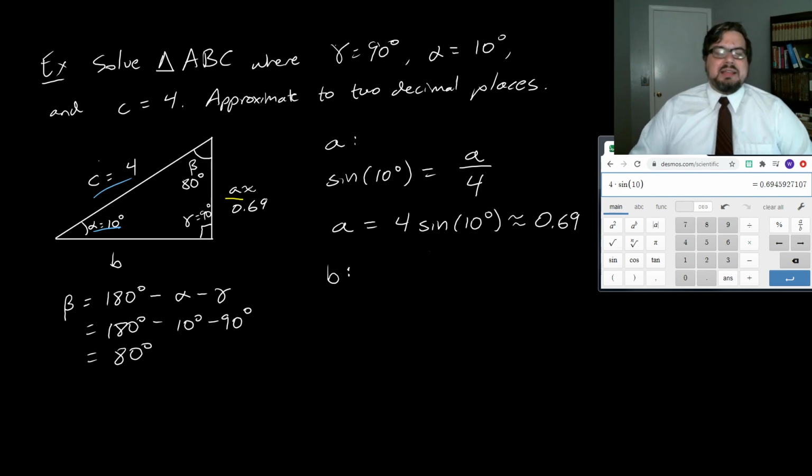And the reason for that is that in this triangle, with an angle of 10 degrees and a hypotenuse of 4, the side length labeled A is not actually equal to 0.69. It's approximately 0.69, but there's some error being introduced there. We can look over here and see that the error is approximately 0.00459, etc.